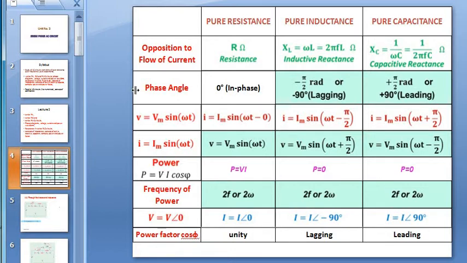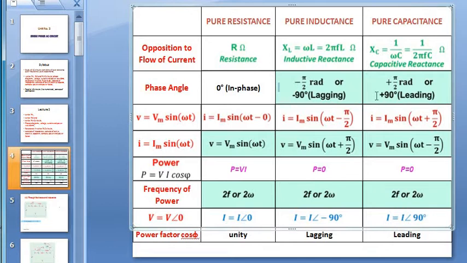The next is phase angle. We have done the derivation of current and instantaneous power. From those derivations, we got to know the phase angle for the different cases. For pure resistance, the phase angle was 0, which is also called in phase. For pure inductance, the phase angle between voltage and current was pi by 2. Pi by 2 is 90 degree. Okay, the current was lagging behind the voltage by 90 degree. For lagging, negative sign is there.